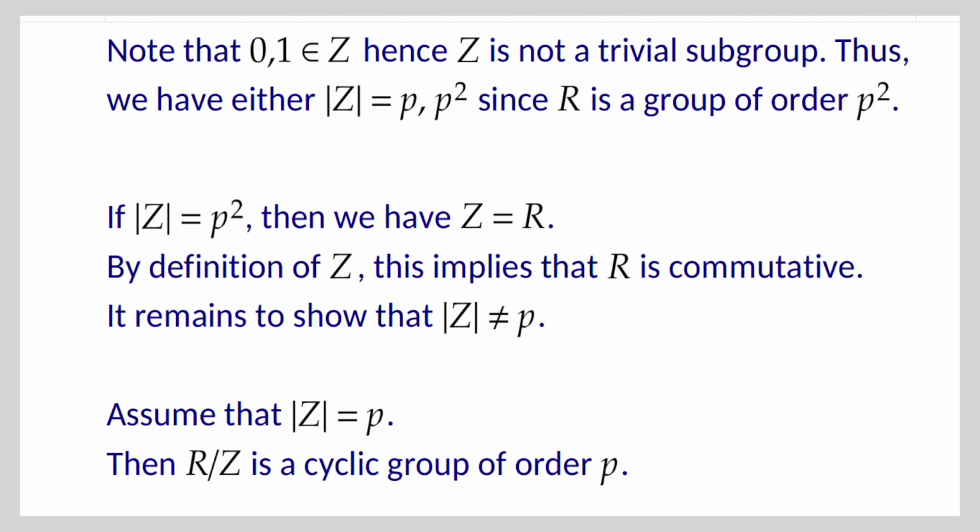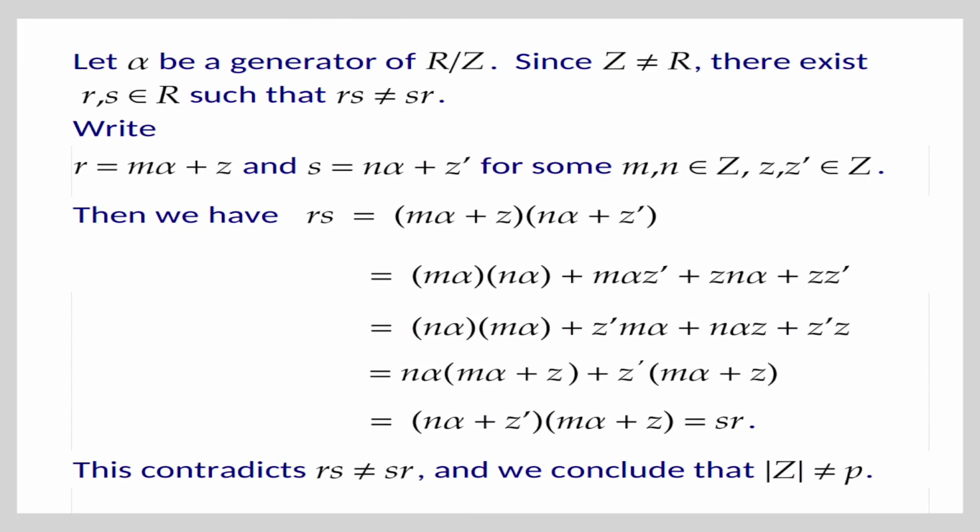Thus, we have the cardinality of Z is either p or p², since R is a group of order p². If the cardinality of Z equals p², then Z equals R. By definition of Z, this implies that R is commutative. It remains to show that the cardinality of Z is not equal to p. Assume that the cardinality of Z equals p. Then R/Z is a cyclic group of order p.